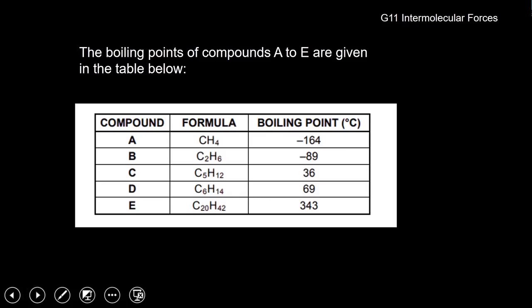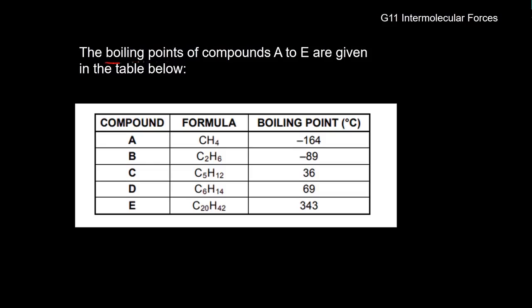So let's have a look at how we could be asked about this theory, and it is quite theoretical. There's not a lot of calculation in this section, so we do need to know, first of all, our ionic bonding and covalent bonding, that is the intramolecular forces, or there's another name, interatomic forces. That's the bonding. We need to know about that. And then we need to know our intermolecular forces and their strengths, what they're called.